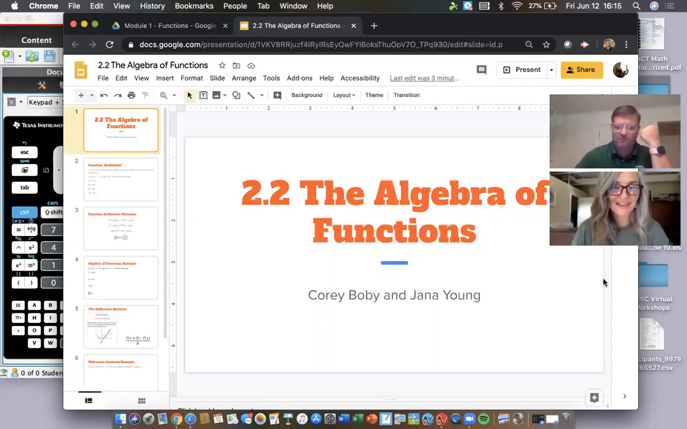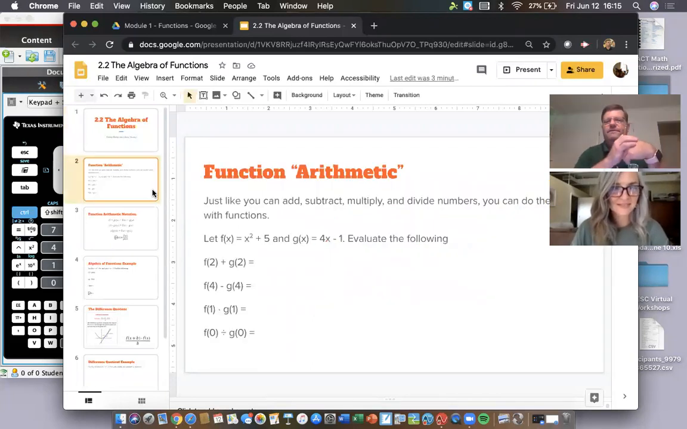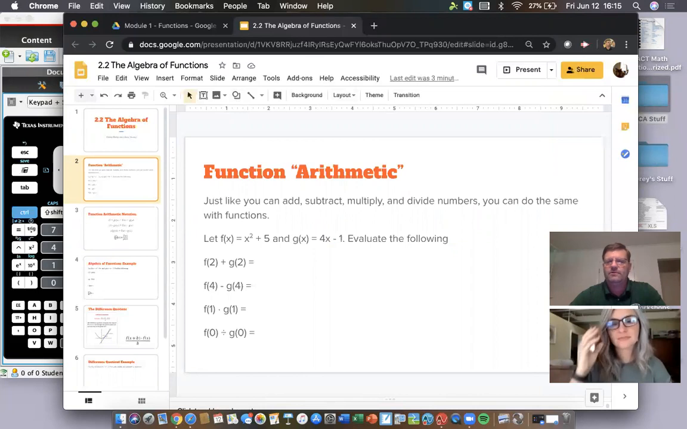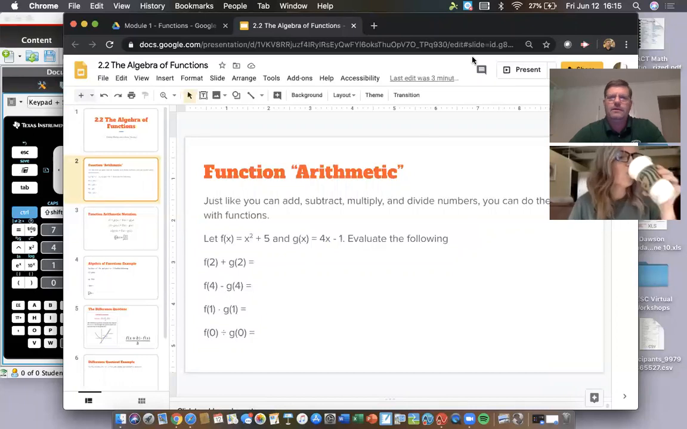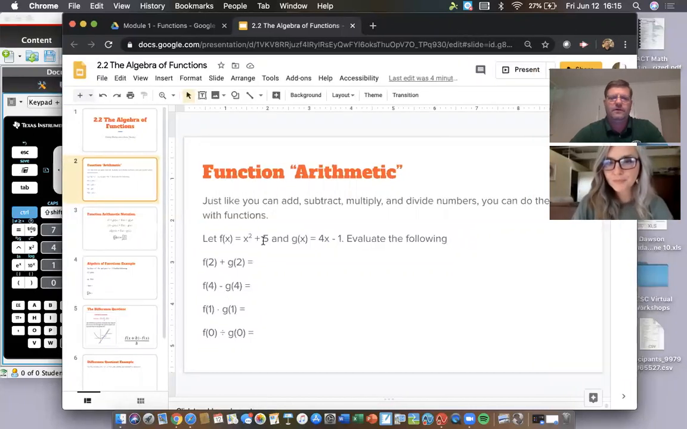So we're going to talk about the algebra of functions. So let's just get this show on the road. Okay, function arithmetic. Just like numbers and anything else in algebra, you can add, subtract, multiply, and divide functions. So we're going to do that. A couple examples here. We have two functions: f of x equals x squared plus 5, and g of x is 4x minus 1.